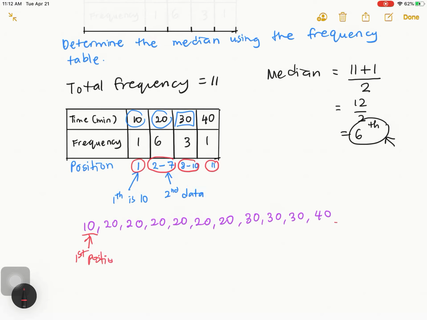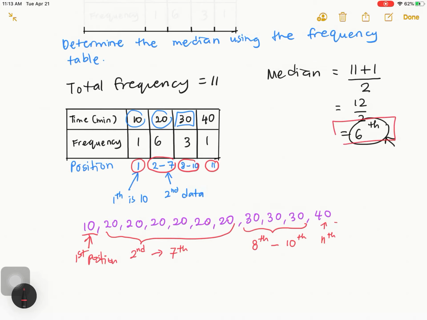So this is what I call the position. 10 is located at the first position only. For 20, the position is from 2nd until 2, 3, 4, 5, 6, 7. So the position is from the 2nd position to the 7th position. So this one is located at position 8 to 10. And the last one, 40, is at the 11th position.